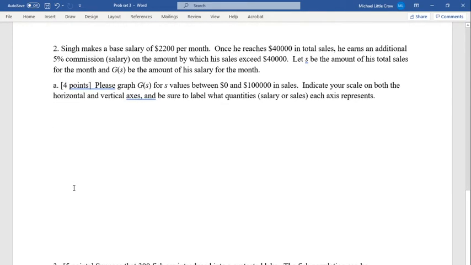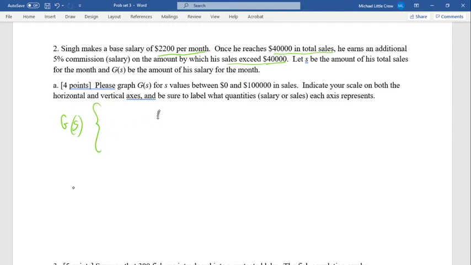For question number 2, we've got Singh getting a base salary. So that means he gets paid $2,200 a month every month. But he also gets commission, but he doesn't start to get commission until he has $40,000 in total sales. He gets 5% commission on the amount over $40,000. Okay, so if we're going to let S be the amount of sales, he doesn't start getting commission until $40,000. One of the best ways to really represent this then is as a piecewise function.